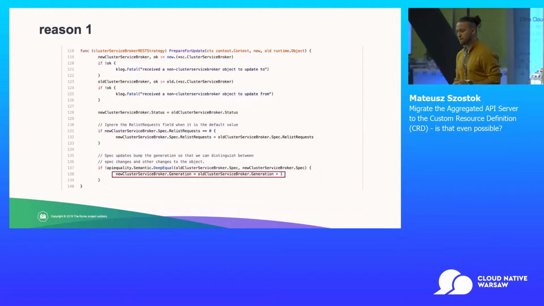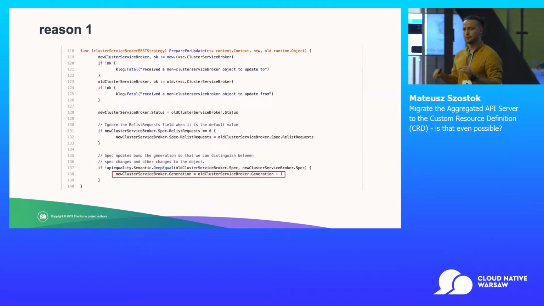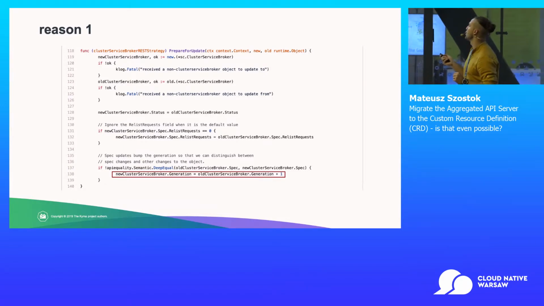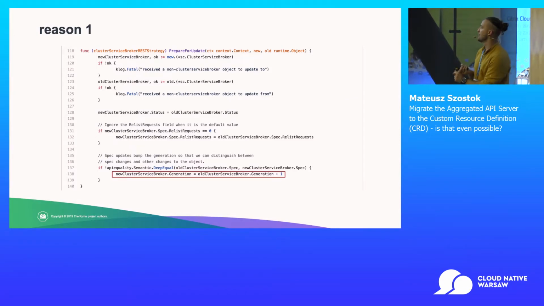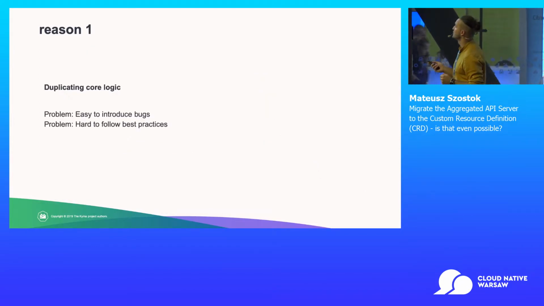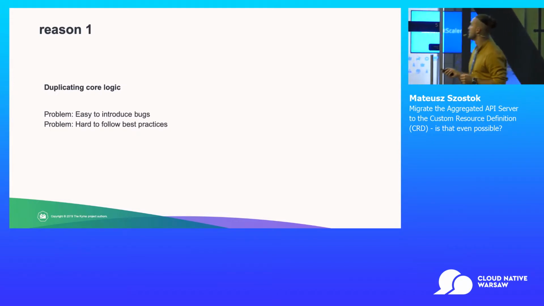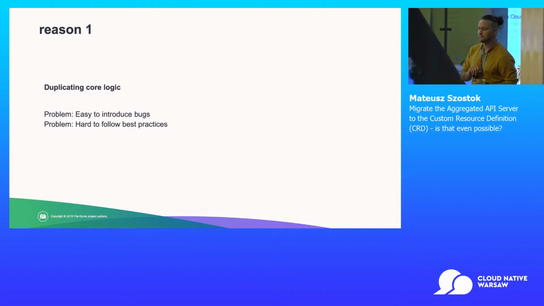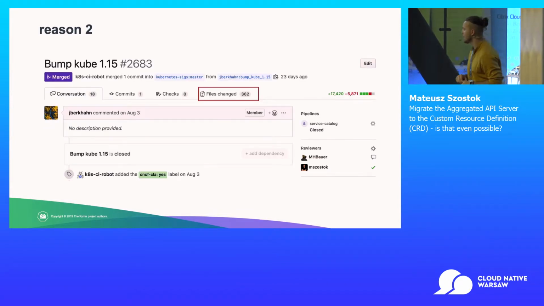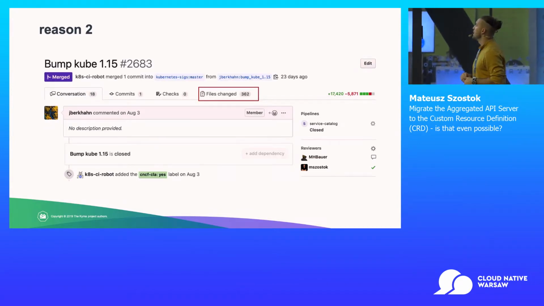Next thing is that if you are owning a lot of code from the API server, you are also owning some core concepts, like incrementing the generation field. It's a core concept, not business logic at all. So it's really hard, because it's easy to introduce bugs, and it's hard to follow best practices from the general API server machinery.